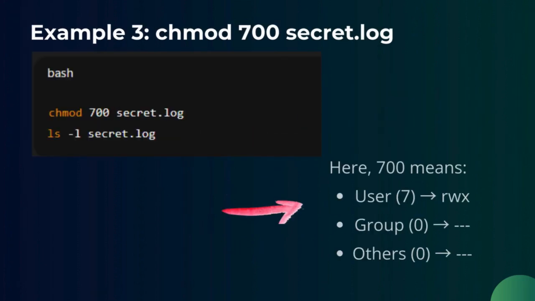Example 3. chmod 700 secret.log. Here, 700 means user, 7, rwx; group, 0; others, 0. So only the owner can access the file. This is very useful for Oracle password files or sensitive logs.